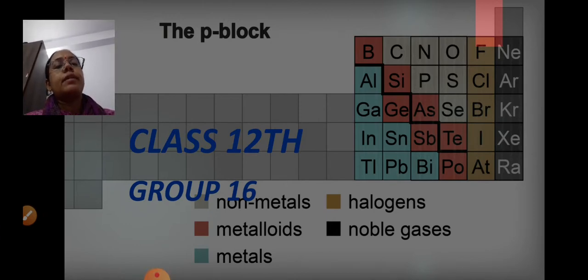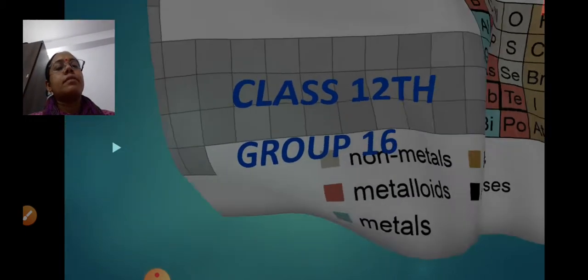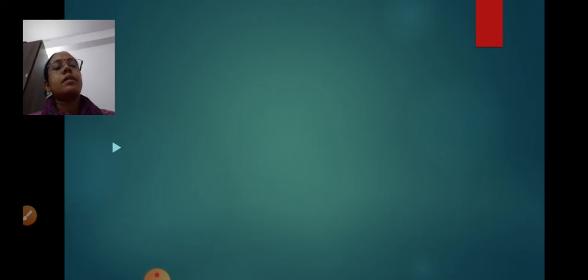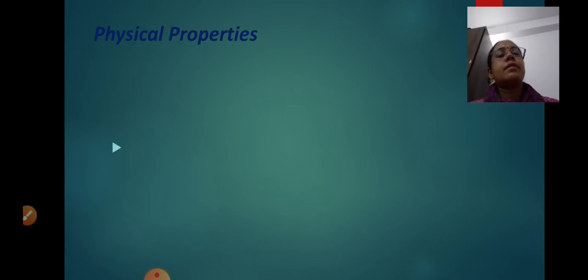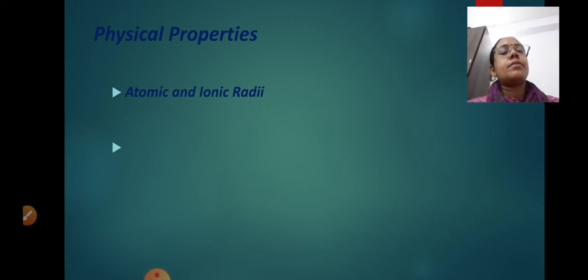As you all know, we are discussing the chapter The P block elements, and in that we are discussing group 16. Some parts we have discussed about its general characteristics. Now we are going to proceed with the physical properties of group 16 elements. The first physical property which we are going to discuss is atomic and ionic radii.